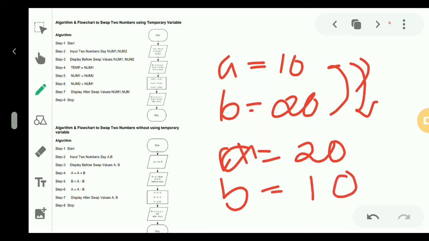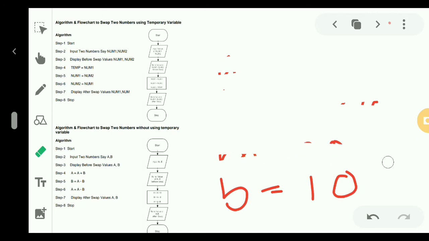Swap can be done in two ways. The first way is without using a third variable, where we don't need a third variable for the swapping. Another way is using a third variable. First, we will see how to do the swapping using one temporary variable. I'm explaining this part first, then it will be easier for you.